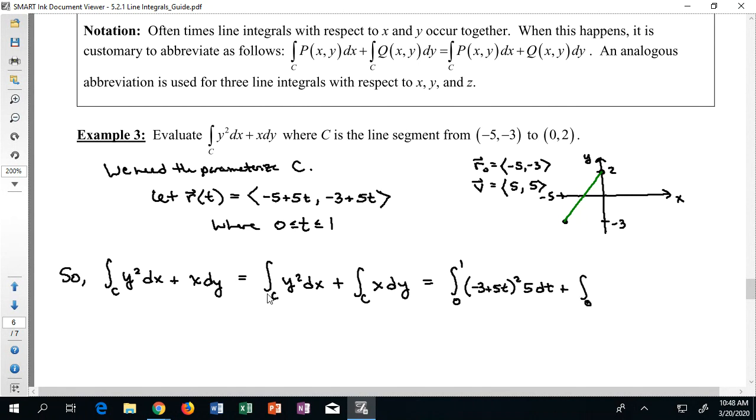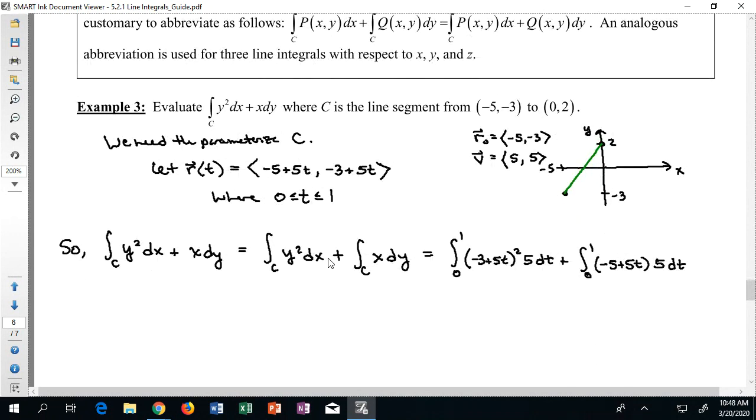I can do the exact same thing with the next integral. The next integral is also going to integrate from 0 to 1. I'm going to replace what x is, which is negative 5 plus 5t. But since this is dy, dy/dt is also equal to 5. And that gives me that dy is equal to 5 dt. So I'll put 5 dt over here. If I can now just evaluate these integrals, I'm good to go.